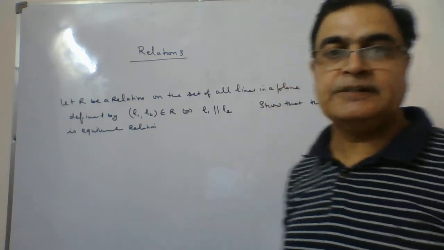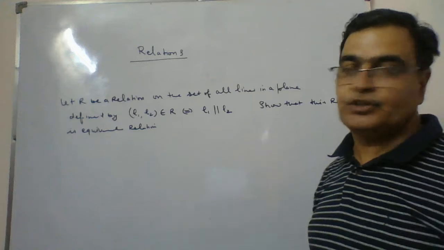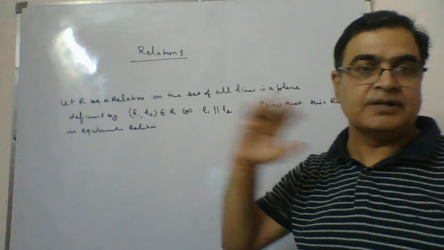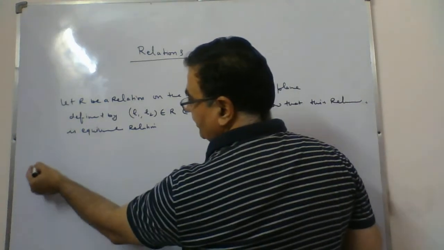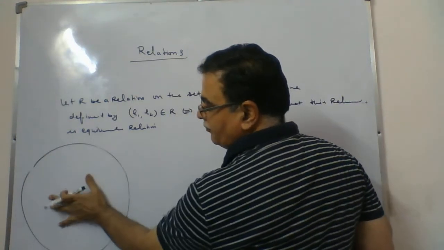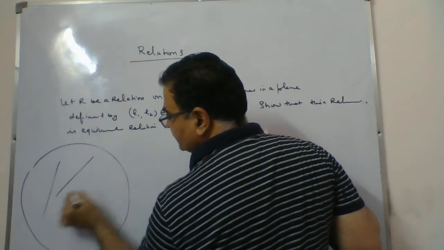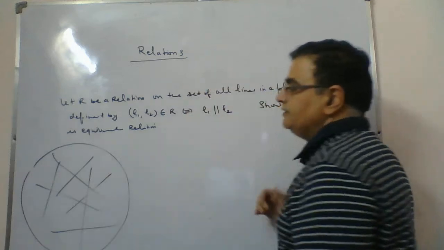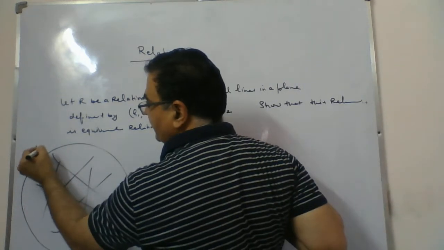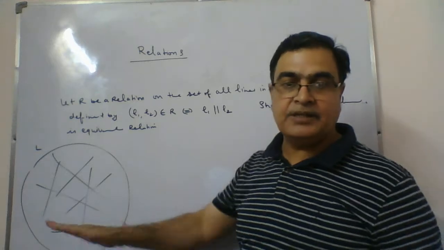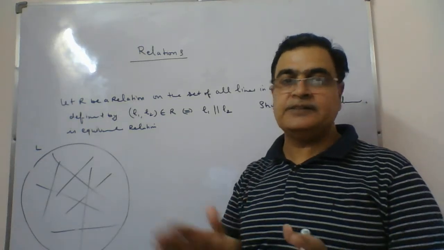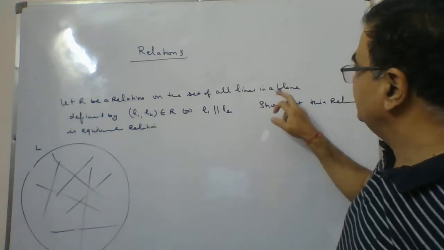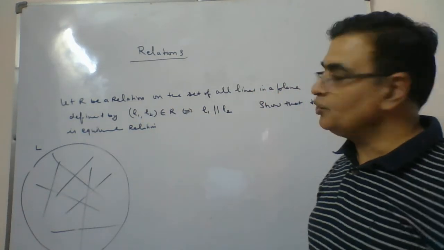So the first example is: let R be a relation on the set of all lines in a plane. For example, this board is a plane, or you take this as a circle, this is the plane we have. In this, whatever possible lines you can draw, we are taking them. This is the collection of all the lines, and let this set be denoted by capital L. So capital L is the set of all the possible lines in a plane.